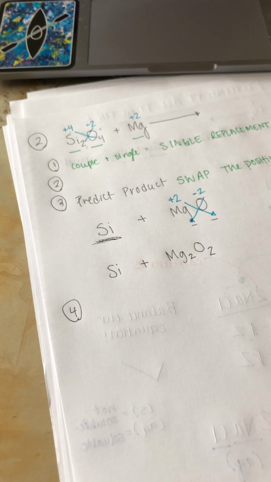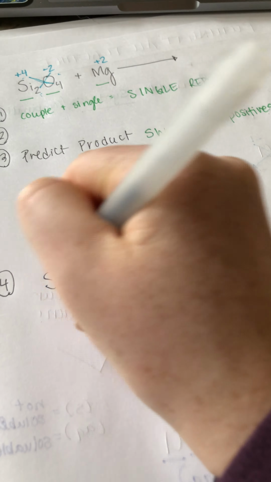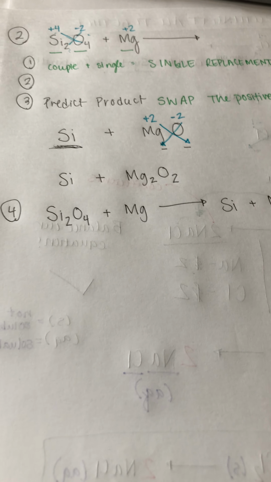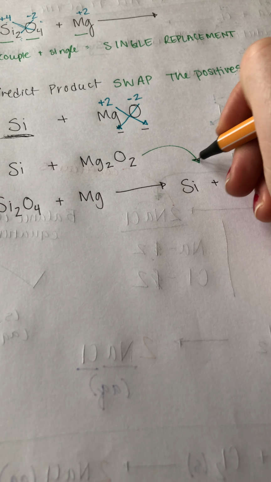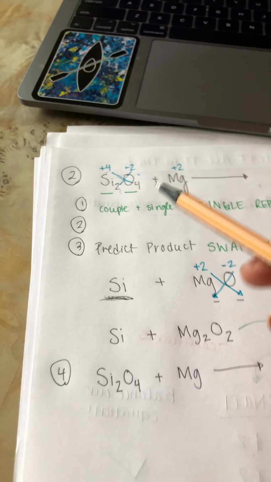So now step 4 is balancing our equation. So let's write our whole equation, starting with our products. Si2O4 plus Mg turns into Si plus Mg2O2, right? So remember that this products part is what we just determined. The reactants part comes from up here. Okay, so let's balance that equation.